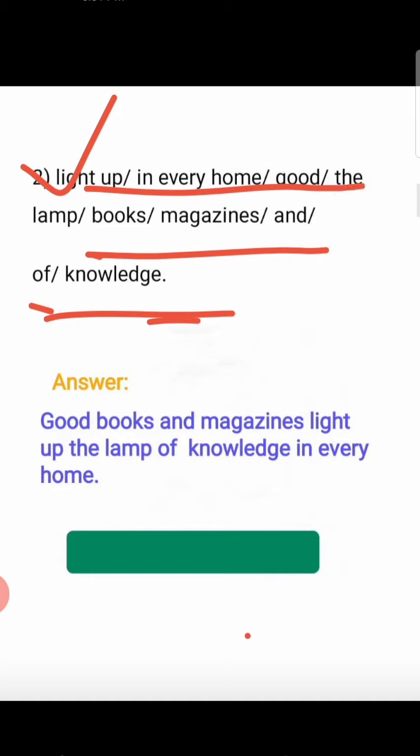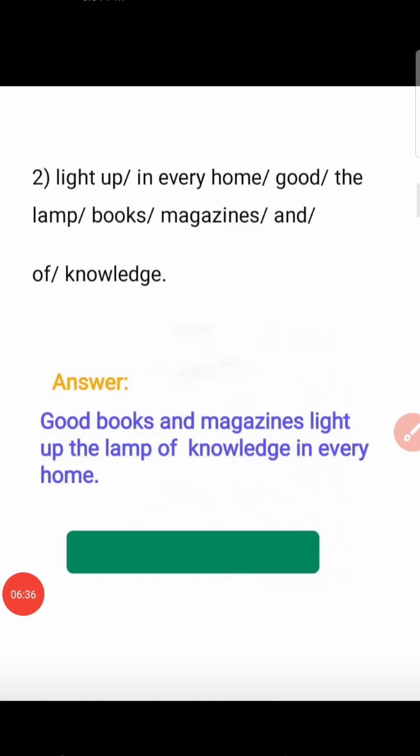It doesn't make any sense. So you have to write in such a way that they make some sense, or they can express the meaning altogether. So you write it in a proper way: Good books and magazines light up the lamp of knowledge in every home.